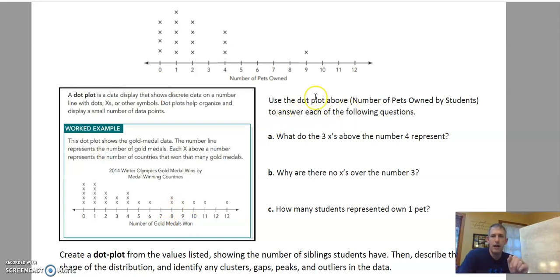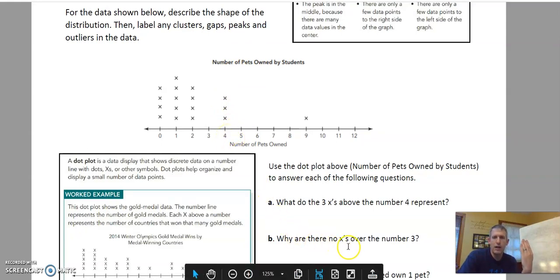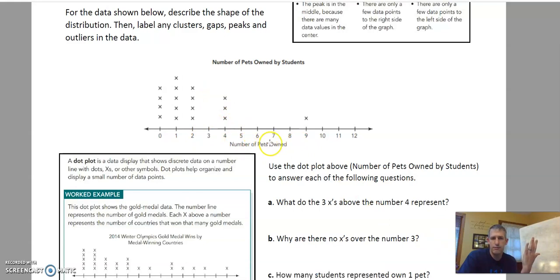So use the dot plot above, number of pets owned by students, to answer each of the following questions. What do the 3 X's above the number 4 represent? Okay, so above the number 4, we see 3 X's. Okay, so that must mean that there are 3 students, because each one of these X's represents a student, that has 4 pets. Okay, why are there no X's over the number 3? Okay, well, there was no one who had 3 pets owned.